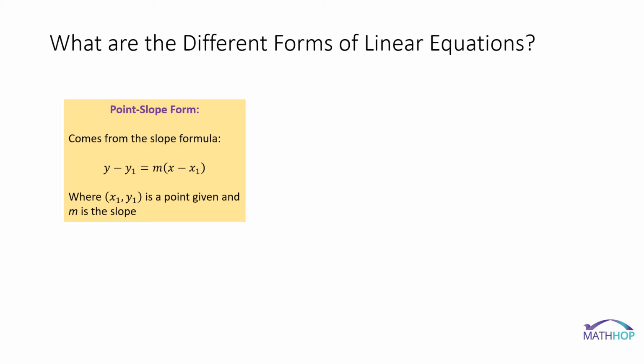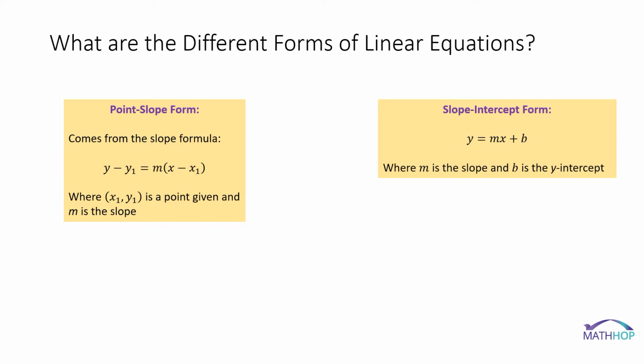Okay, then we have slope-intercept form. This is the one everybody knows. We generally call it y equals mx plus b form. M is the slope and b is the y-intercept, and it's the friendliest of the forms. It's the one we like the most for sure.